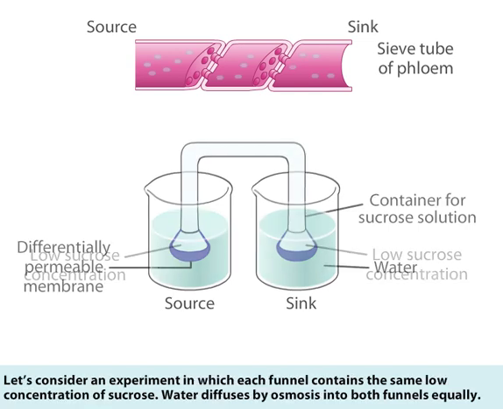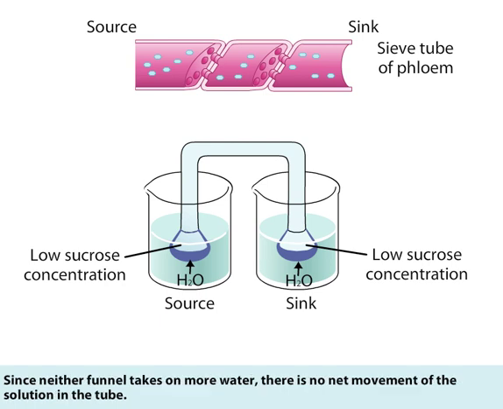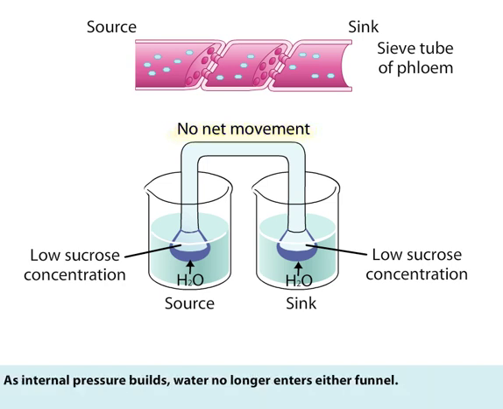Let's consider an experiment in which each funnel contains the same low concentration of sucrose. Water diffuses by osmosis into both funnels equally. Since neither funnel takes on more water, there is no net movement of the solution in the tube. As internal pressure builds, water no longer enters either funnel.